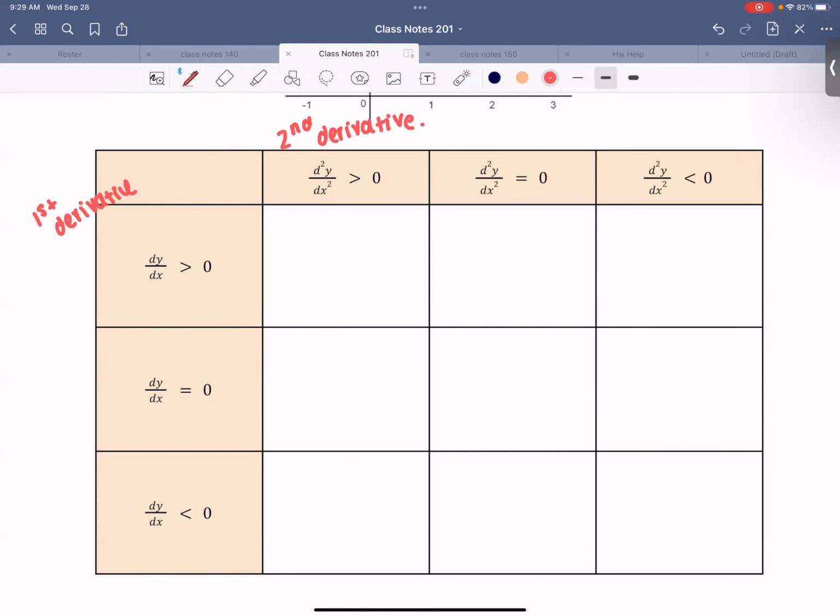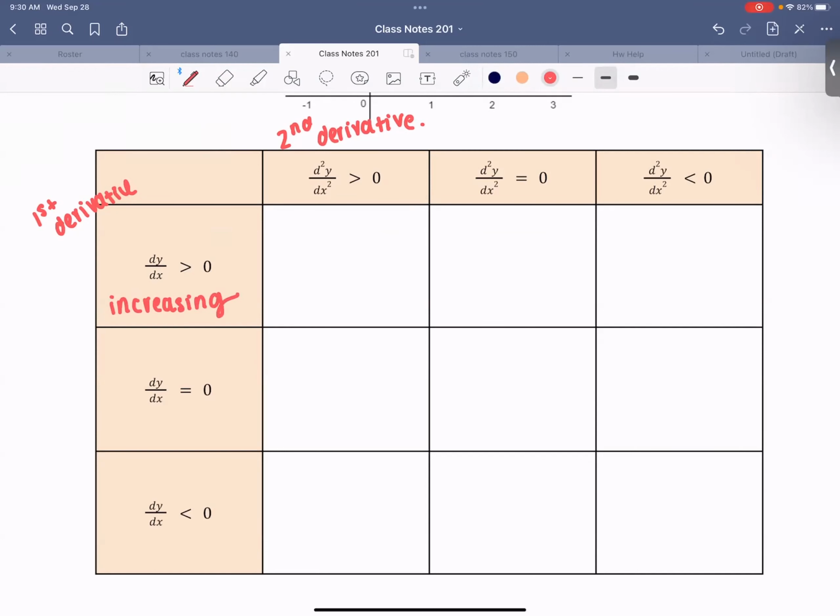Before we start filling in this chart, let's talk about what each segment means. Dy over dx greater than 0 means the first derivative is positive, right? When the first derivative is positive, what does that translate to in my picture? What's happening in the graph? Positive slope, or it's increasing. Good. So, an increasing graph.